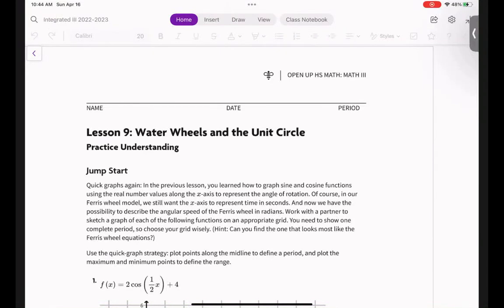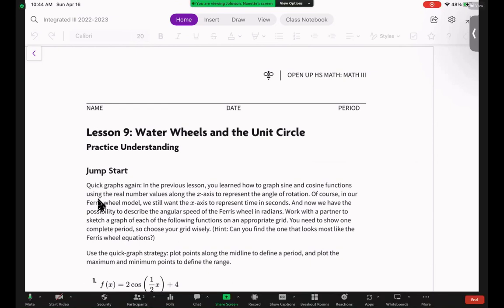All right, welcome back. We are doing lesson 6.9, which is called Water Wheels and the Unit Circle. And so here we're practicing. Whenever it says practice, that means we've learned a couple of things and now we're going to practice and get better at something. So if you look here, it says quick graphs.